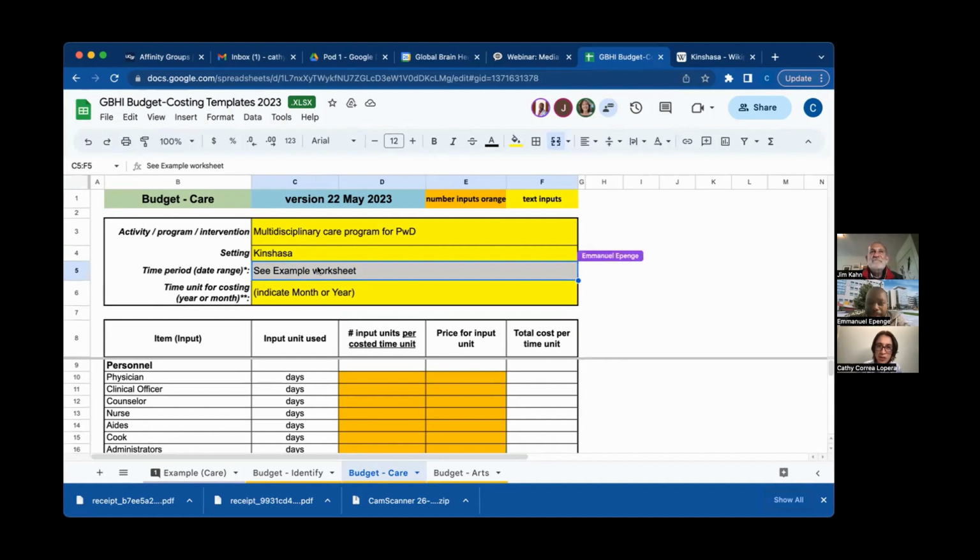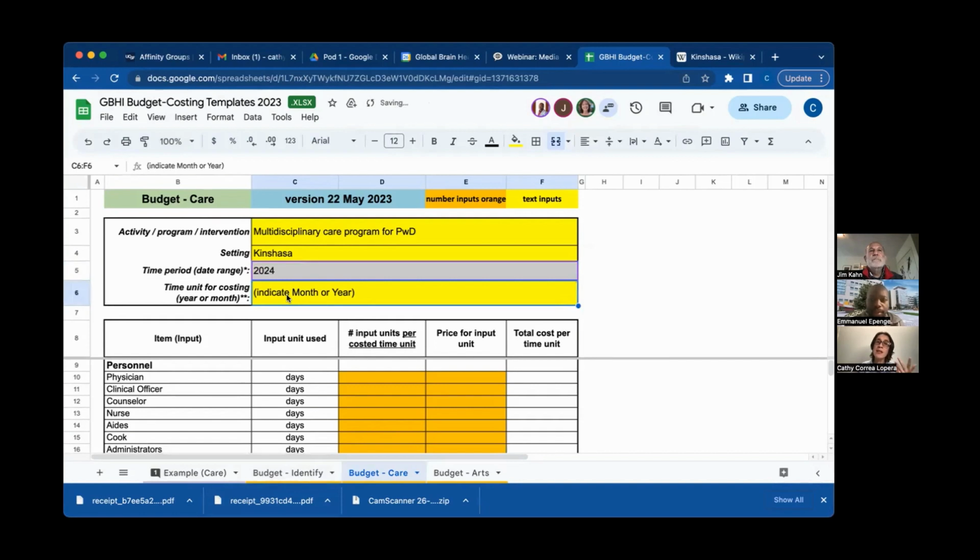So for the time period, what do you think, Emmanuel? Yes, we can put it for 1 year. And this is different, right? We are going to plan for 1 year, but the time unit is just for costing, so we could say it's a month. The intention for the time period is to specify the actual year, so you could say 2022 or 2023. Let's say it's going to be for next year, 2024.